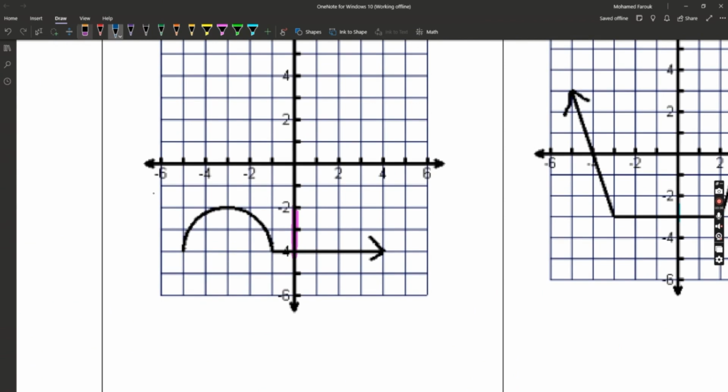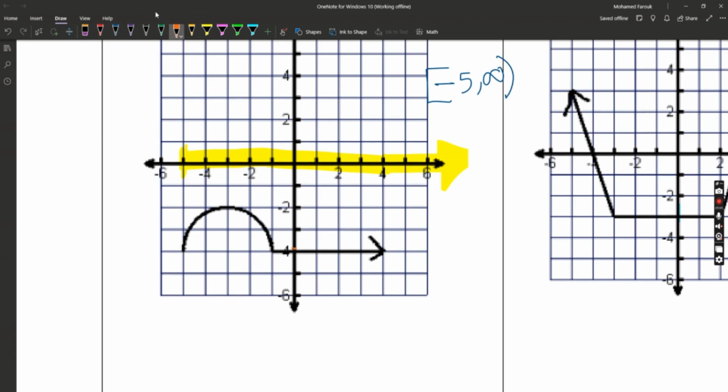This one, we need to get the domain first. The domain starts from -5 and goes all of the way. It doesn't stop at 4 because they have an arrow. It goes all the way to infinity. So it's -5 and infinity. -5 will be square brackets. Infinity is round bracket.